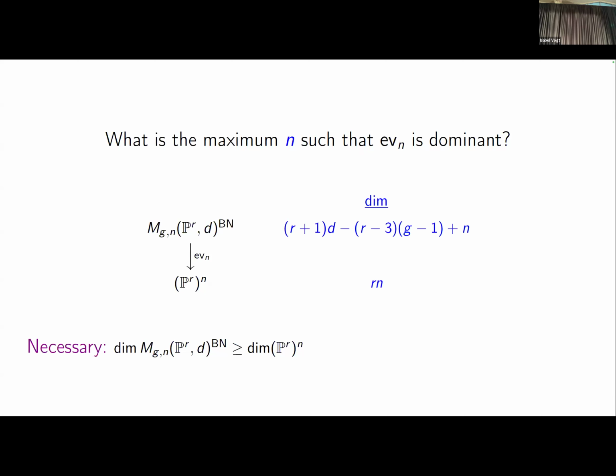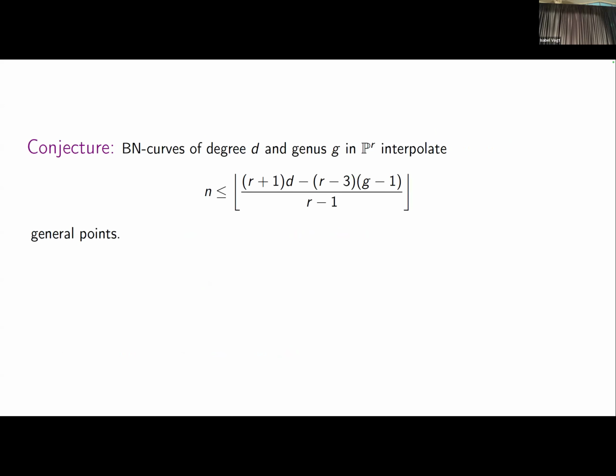So this whole thing has dimension n. I add n to this number. And then, of course, (P^r)^n has dimension r times n. Doing a tiny bit of rearranging, you see that this gives me an upper bound on n from this necessary condition. So doing that dimension count, you would get the following folklore conjecture. A Brill-Noether curve of degree d and genus g interpolates up to exactly the inequality coming from the dimensions, ((r+1)d - (r-3)(g-1))/(r-1) general points.